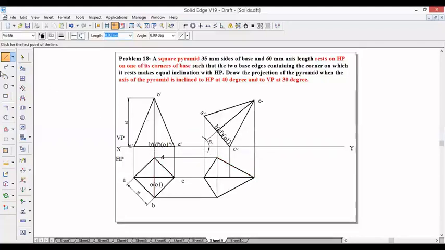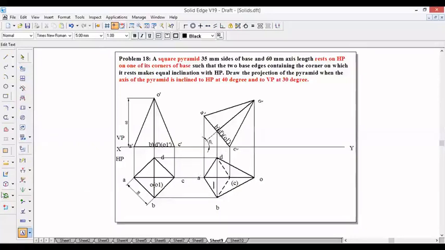Since the base edges CB and CD are going to be invisible. So this C, D and C, B are going to be invisible. Let's call the name A, B. Here the corner C is going to be invisible, and corner D, O, and the base center, that is O1, also is going to be invisible.